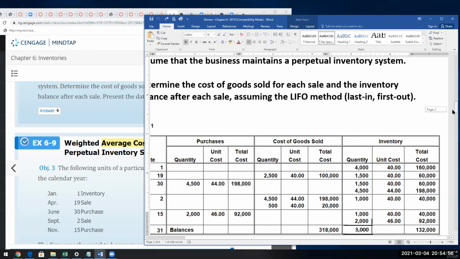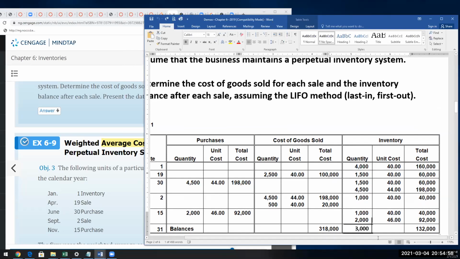So when you combine these numbers, again, the bottom line, I still have 3,000 items, but you have to add up these two numbers. So this is 218 right here, plus 100 is 318. It's the cost of goods sold of 318. And over here, the inventory value is 132 because we had 40 and 92. We had 40 of the old stuff and 92 of the newest stuff. And so the value of my inventory is 132.